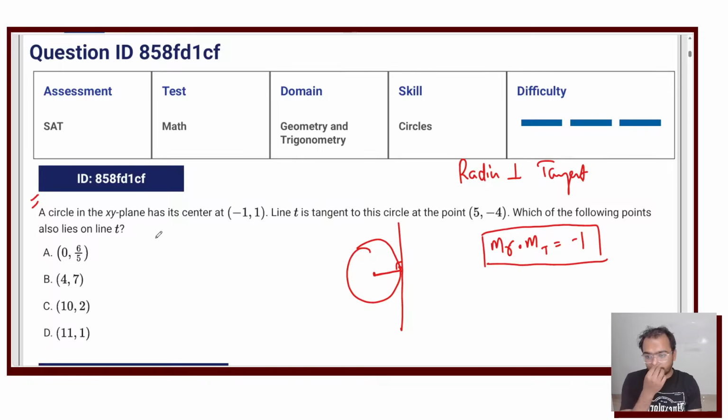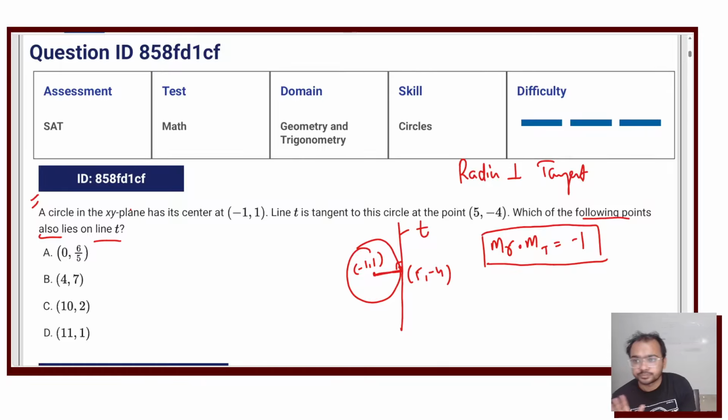So let's see what we are given. You have a circle in the xy plane which has its center at negative 1 comma 1. The center of the circle is given as negative 1 comma 1. There is a line T which is tangent to the circle at the point 5 comma negative 4. So if you just extend this, the point here is 5 and negative 4, and at this point on the circle I'm drawing a tangent T. They want which of the following points also lies on the line T. I need to find what other point will be lying on this line T.